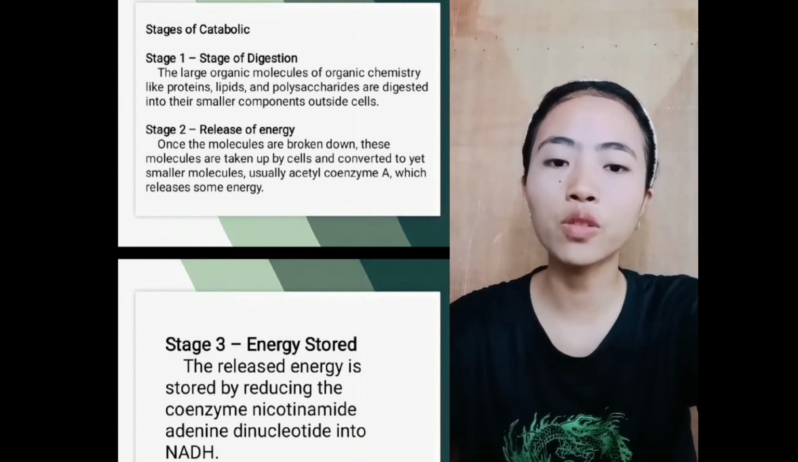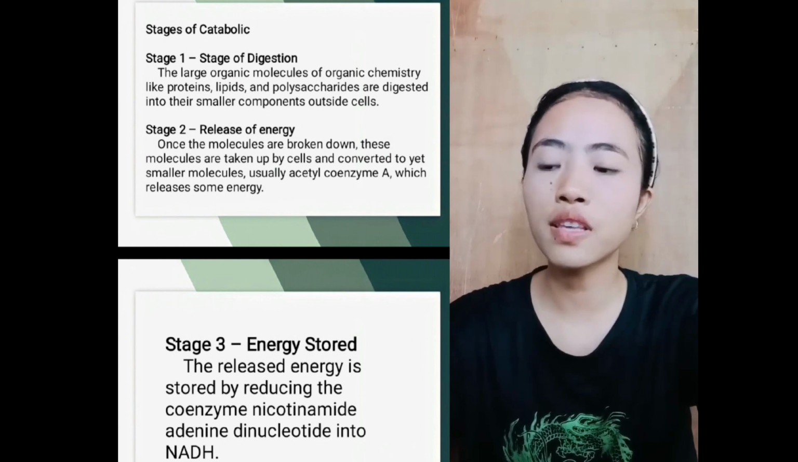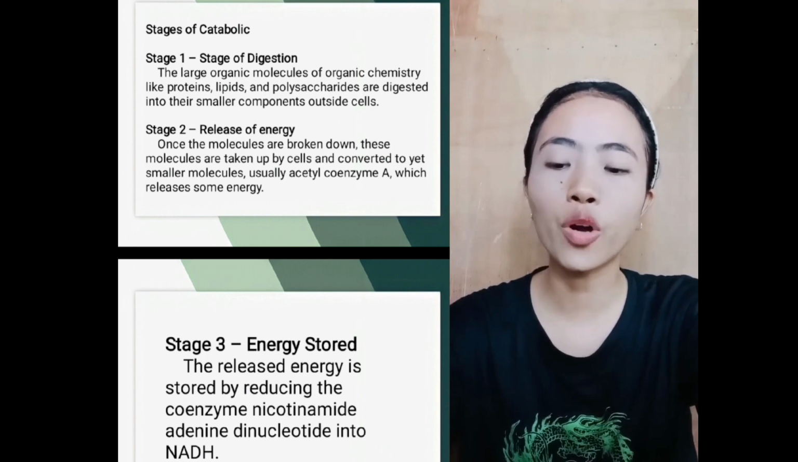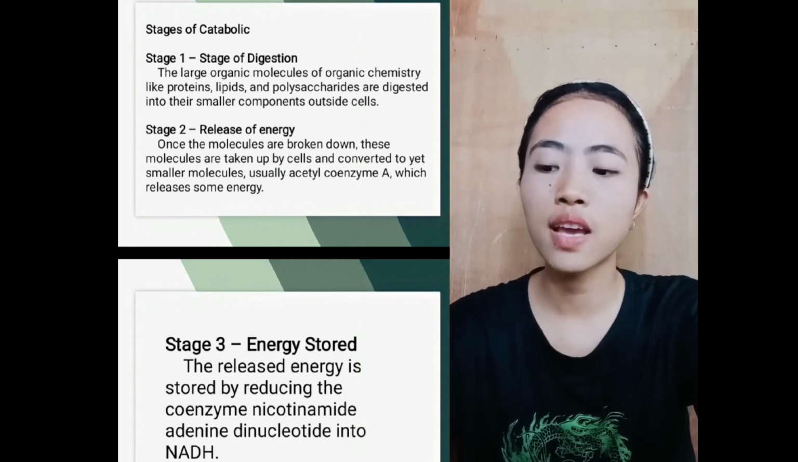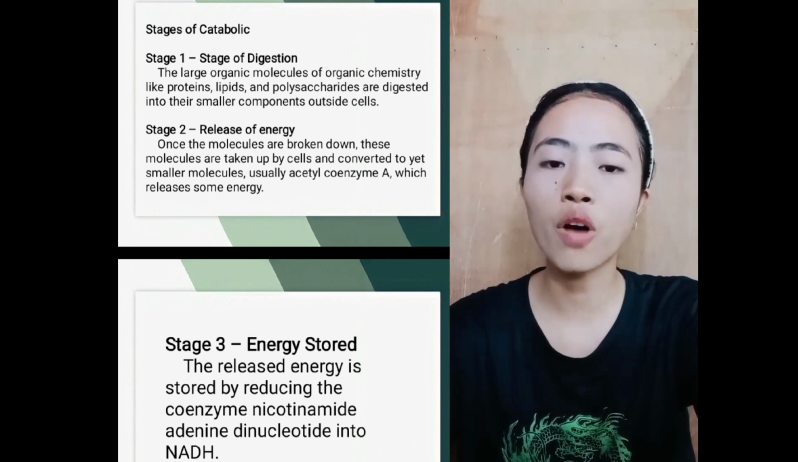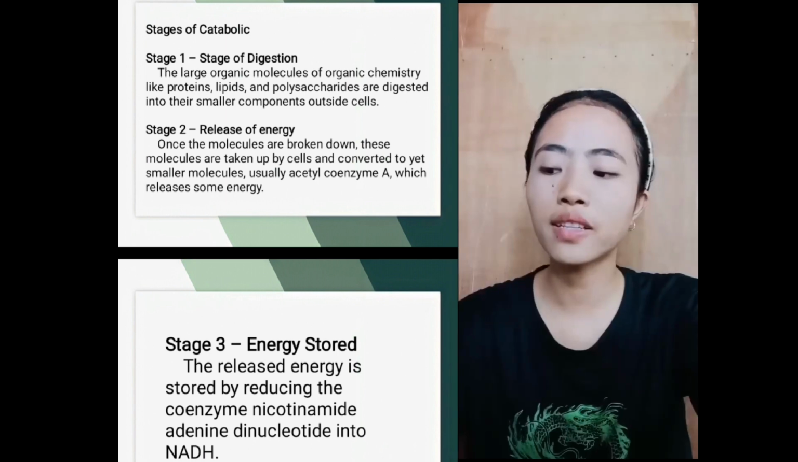Metabolism can be broken down into three main stages. First is the stage of digestion. This stage acts on starch, cellulose, or proteins that cannot be directly absorbed by the cells. They are broken into smaller components such as fatty acids, amino acids, and glucose outside the cell by digestive enzymes such as glycoside hydrolases for carbohydrates and pepsin for proteins. This occurs in the digestive tract of humans.